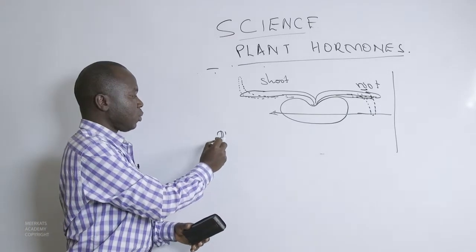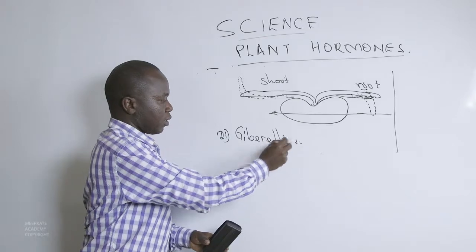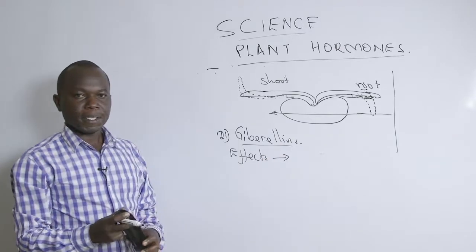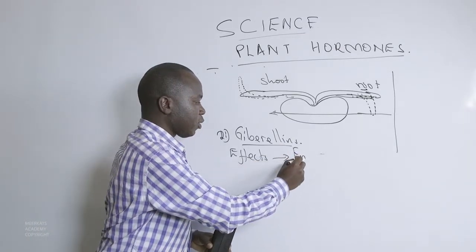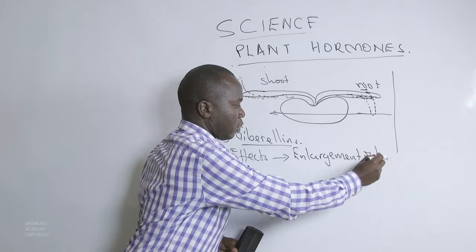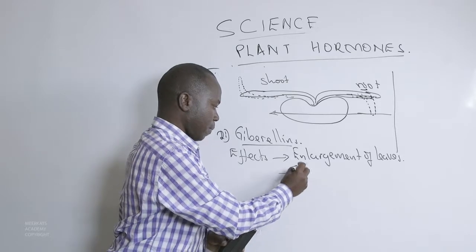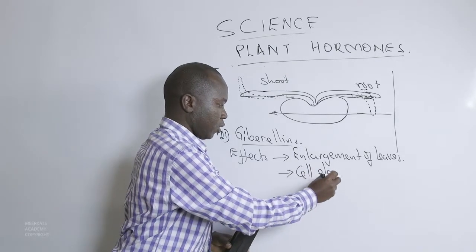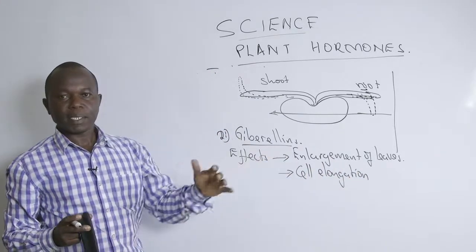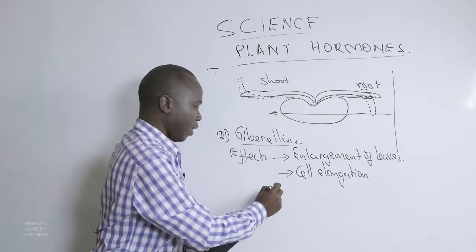Another hormone, number 2, is gibberellin. Just to find out what the effects of gibberellins include. One of them is the one that brings about enlargement of leaves, leaf enlargement, and is also involved in cell elongation, brings about cell elongation. So it is also going to play a very important part in tropism. Some parts will be elongating at a higher rate than the other.